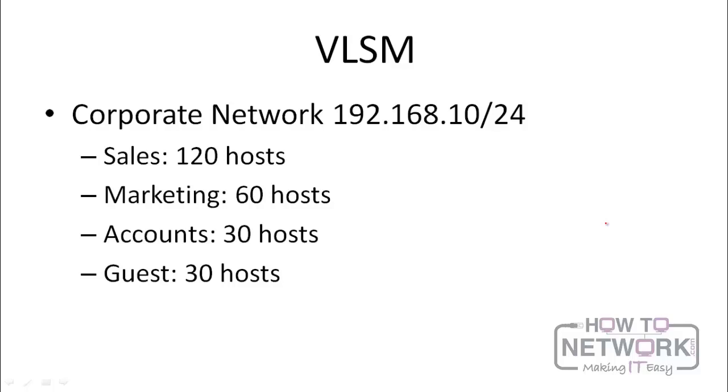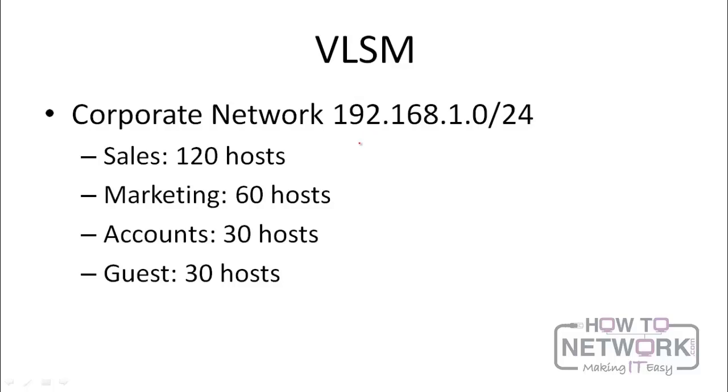For instance, in this example, we have our corporate network to be a class C network. So in this example, we have the corporate network 192.168.1.0, and we are supposed to subnet into sales, marketing, accounts, and guests, with sales having 120 hosts, marketing 60 hosts, accounts 30 hosts, and guests 30 hosts. So for each department, we're going to run through our subnetting methods and then determine what subnet mask we're going to use.